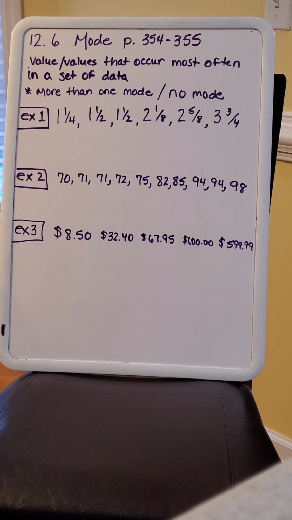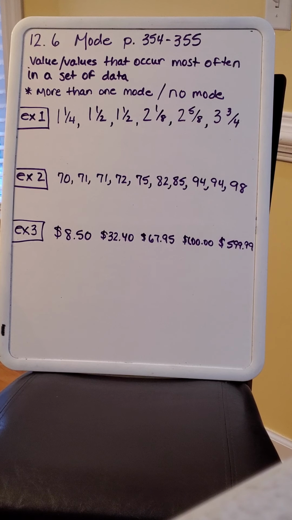So what is mode? Mode is the value or values that occur most often in a set of data. Occur just means show up or is visible. So values that show up the most often in a set of data. You can have more than one mode, and you can also have no mode.